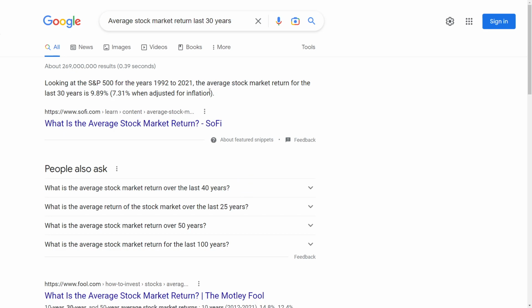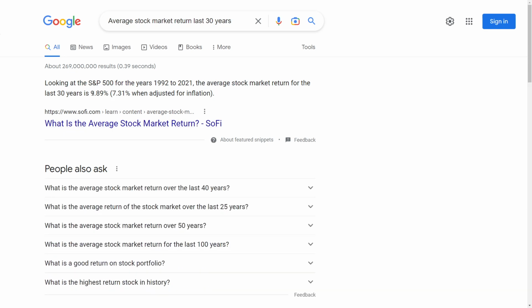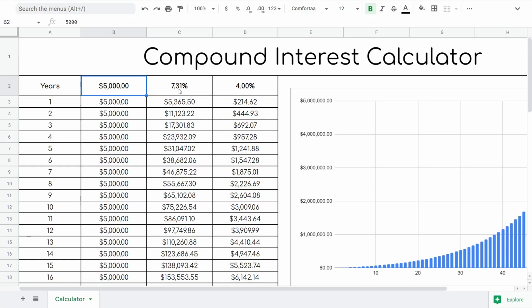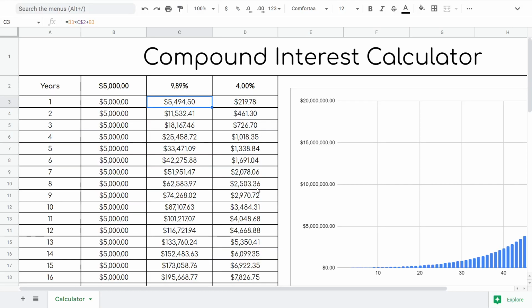But according to the typical, I think it's like 2 plus percent. I don't know the exact details. Going back a little bit further, this one says 10%. But yeah, let's go ahead and look back at the spreadsheet. So let's do 9.89. We'll do that and then we'll do one inflation adjusted.